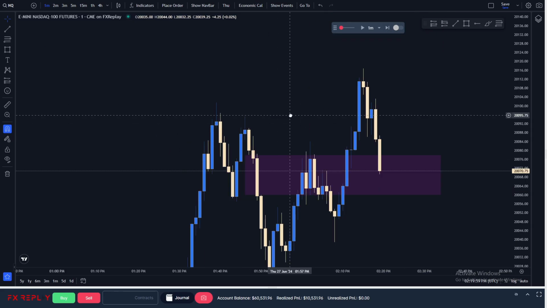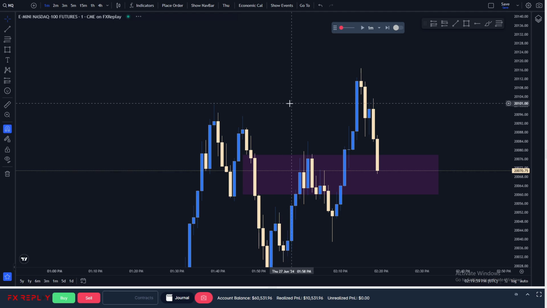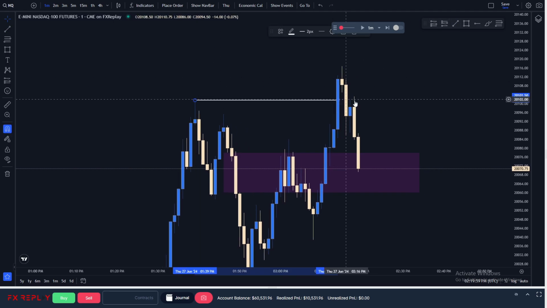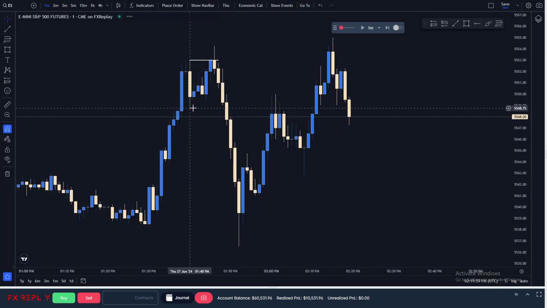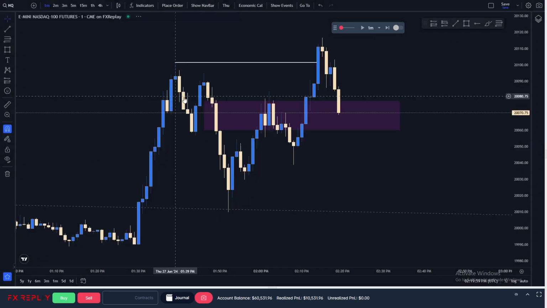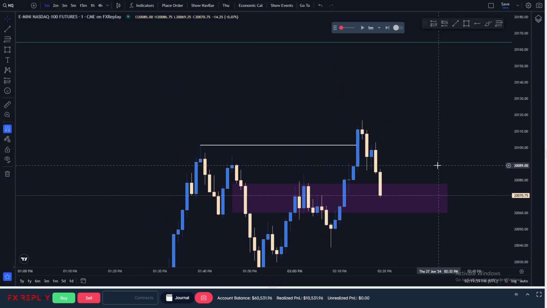We didn't enter that. Looks like we swept liquidity right here again. Let's see if there's another SMT. Nope, just a sweep. I missed this entry also.